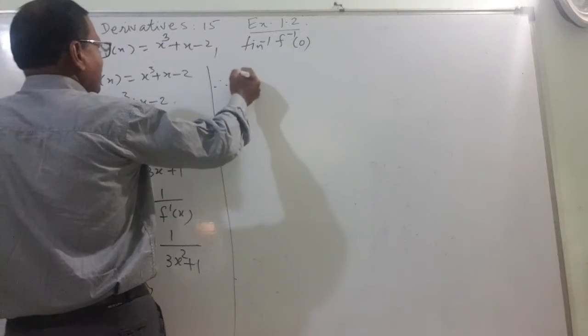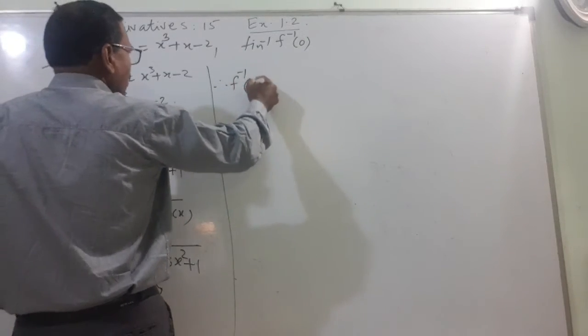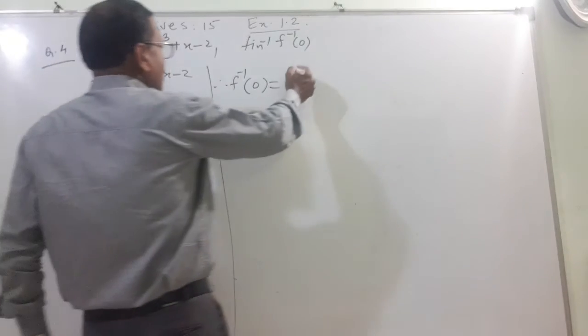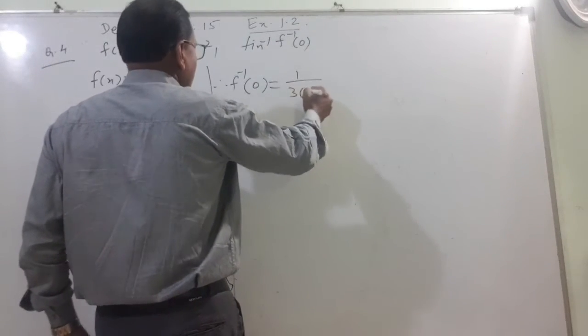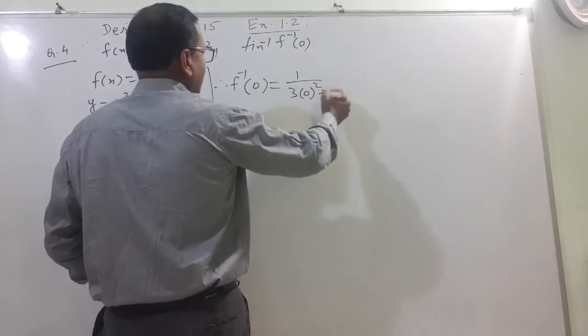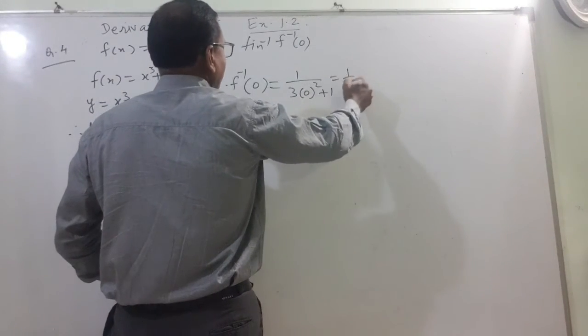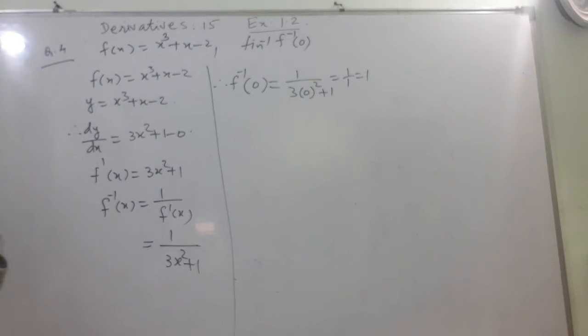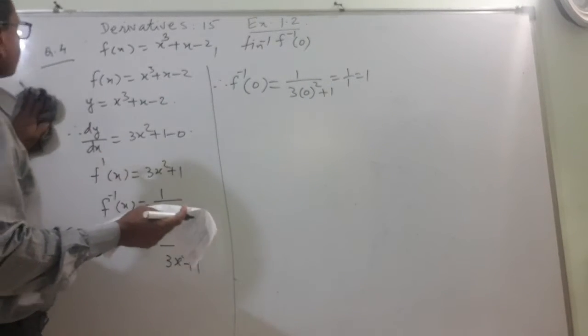Therefore, f inverse of 0 is equal to, in the place of x I want to put 0, that's it. 1 upon 3 into 0 square plus 1. And that is equal to 1 upon 1, nothing but 1. So I hope that you have understood this. This is not a very difficult sum, but still we should know it.